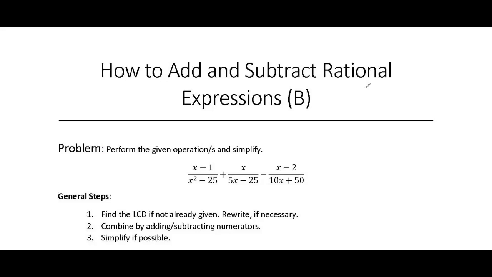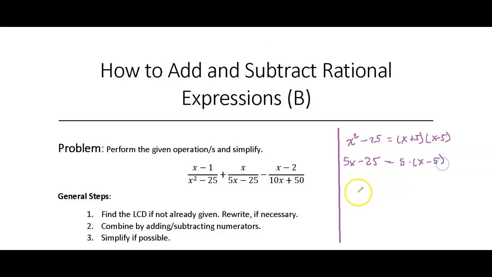If we don't, we will have to find the LCD. Since all of our denominators are different, we would have to find the LCD now. We can do this by factoring each of the denominators. If we take x squared minus 25 and factor that, we end up with x plus 5 times x minus 5. 5x minus 25 factors to 5 times x minus 5. 10x plus 50 will factor to 2 times 5, right? That's the 10. We can factor out a 10 from the 10x plus 50 times x plus 5.